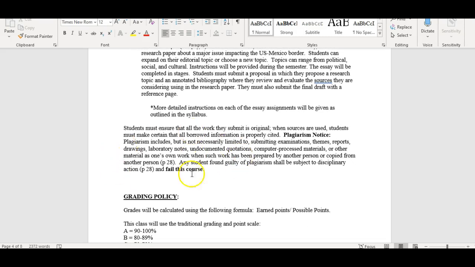The plagiarism notice, of course, make sure that all work is your own. NMSU is currently using Turnitin software, which means that all major essays will be submitted via Turnitin. And basically what that does is it has an originality score. So it tells you what percentage of your paper is plagiarized. I do have a video on Canvas that tells you how to kind of navigate it so you can kind of see how it works.